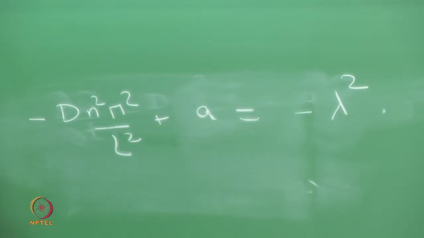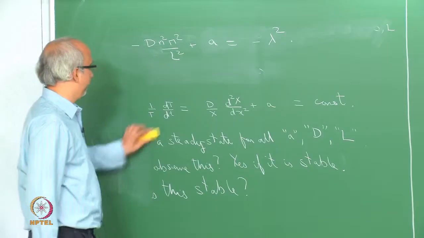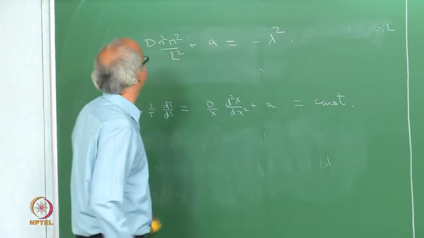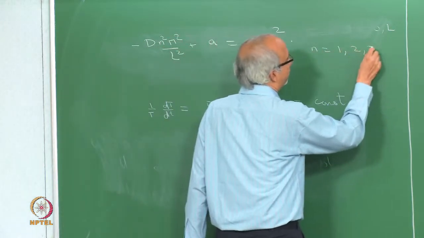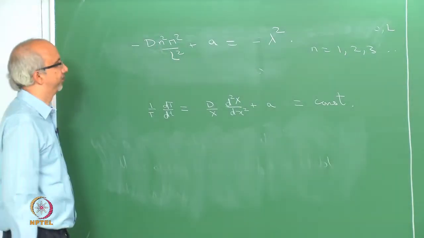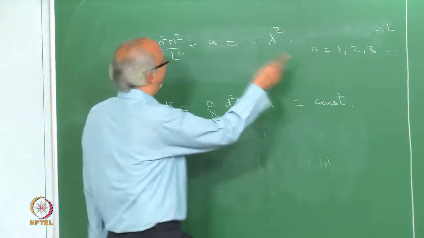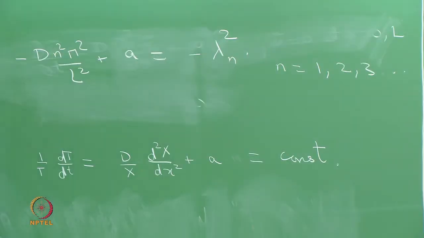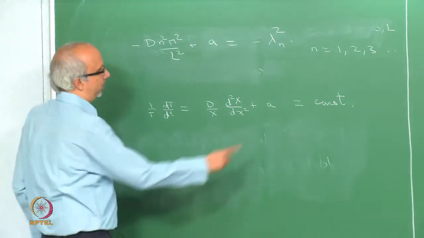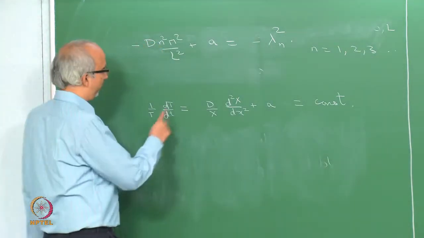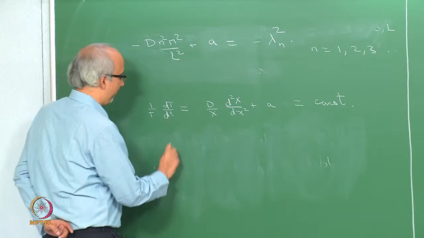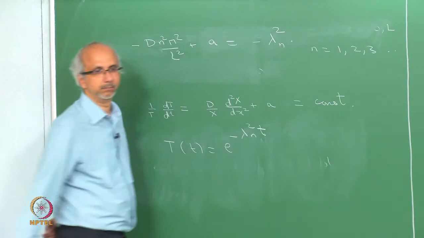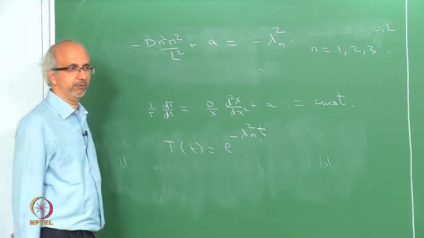Okay, and so basically what I am trying to tell you is that the lambda squared, and remember, what is n? N goes from 1, 2, 3, etc. It is an integer. Okay, and corresponding to different values of n, I will have different lambdas, so I am going to put a subscript n here. Now, I put this constant as minus lambda squared. So, what will be the solution for the capital T? The capital T of t is going to be of the form e power minus lambda n squared t. Okay? That will be the solution for capital T.